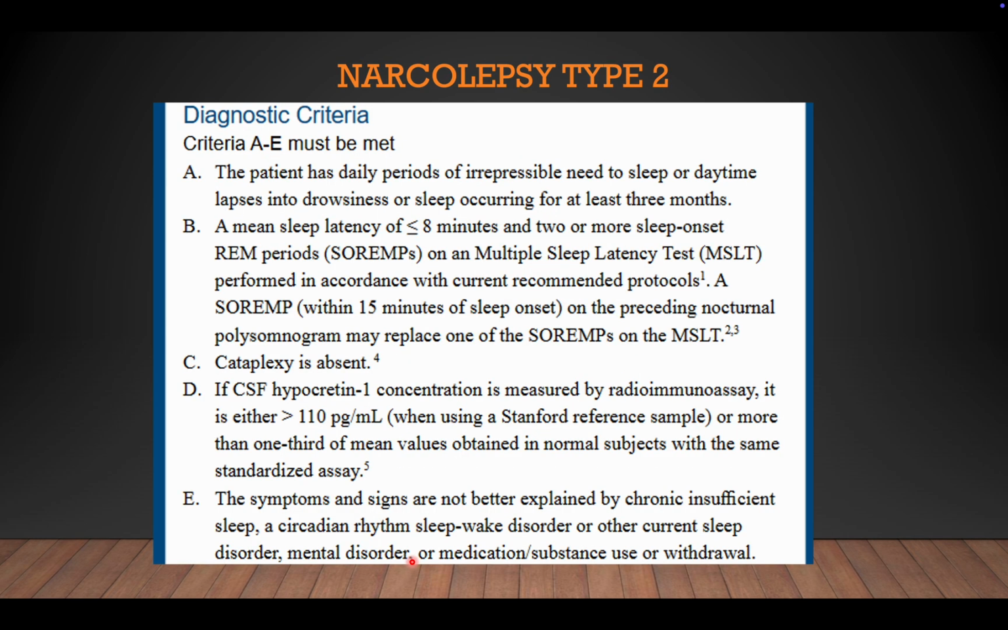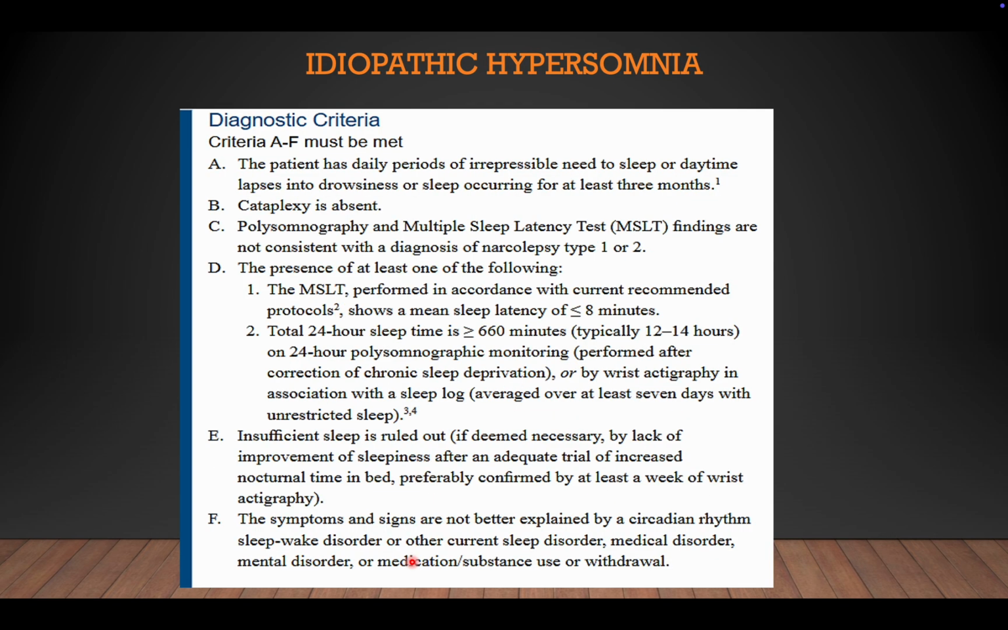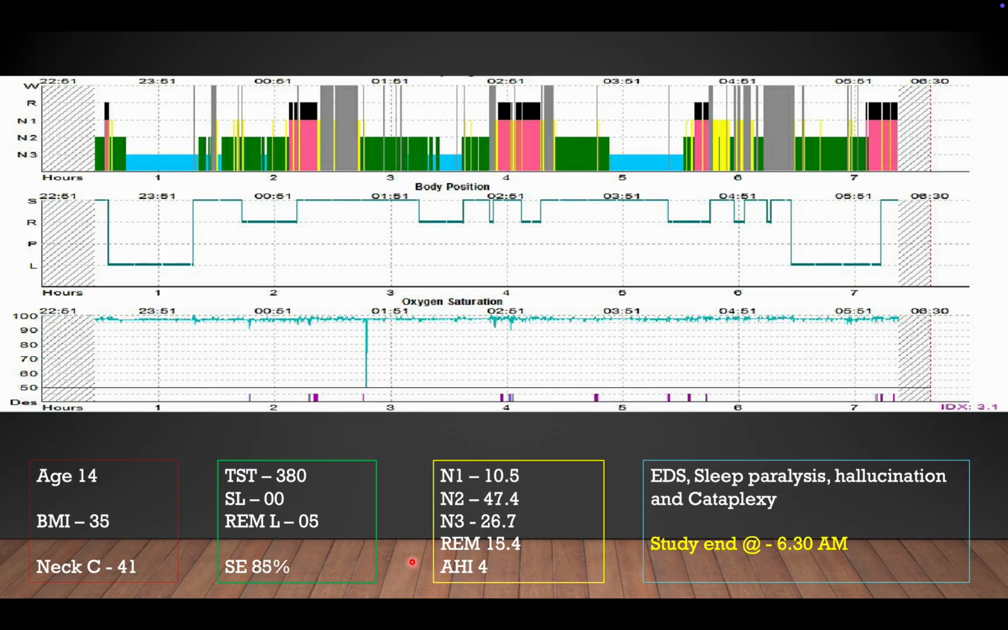Now, if the MSLT mean sleep latency is less than 8 minutes, and there are 2 or more SOREMs, but there is no cataplexy, it is called narcolepsy type 2, and the CSF hypocretin level will be greater than 110 picograms, generally speaking. Now, idiopathic hypersomnia, as discussed earlier, will have less than 2, maybe 0 or 1 SOREM, but the mean sleep latency is less than 8 minutes.